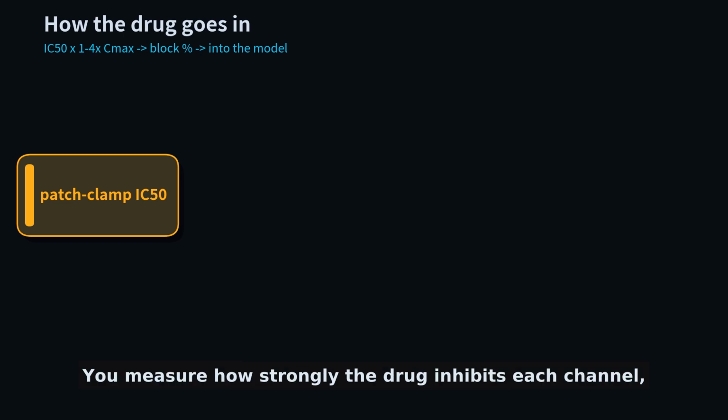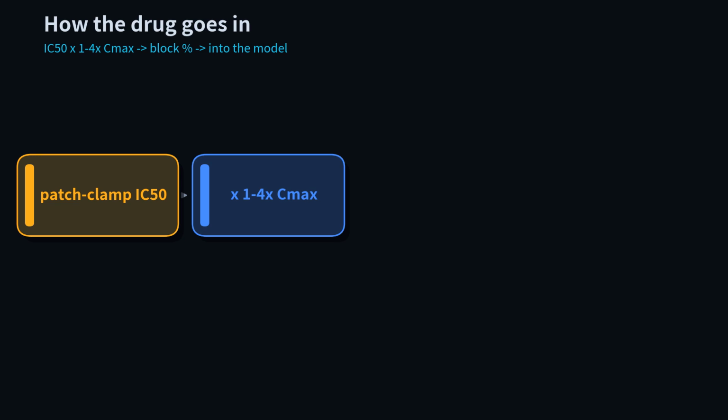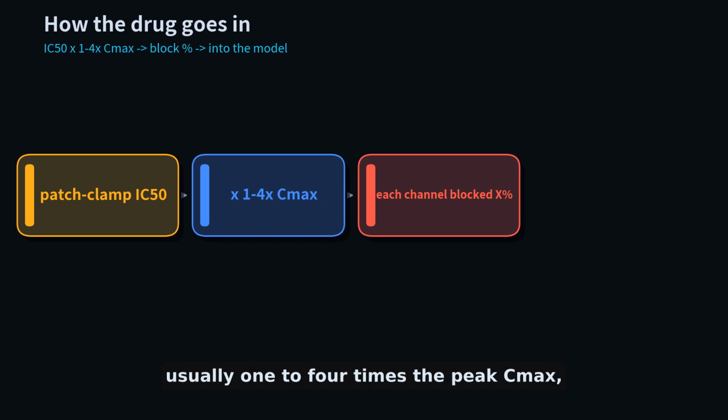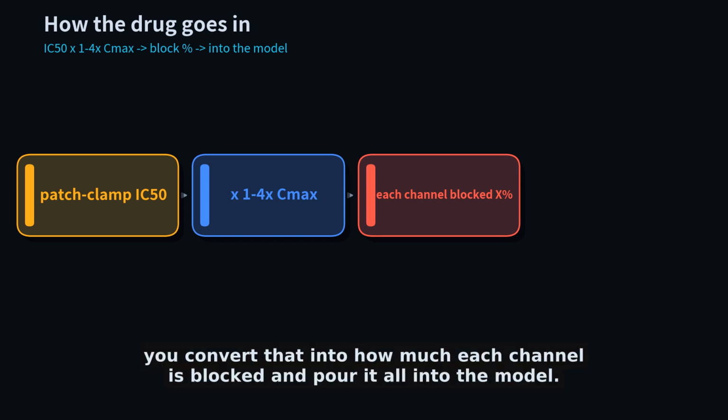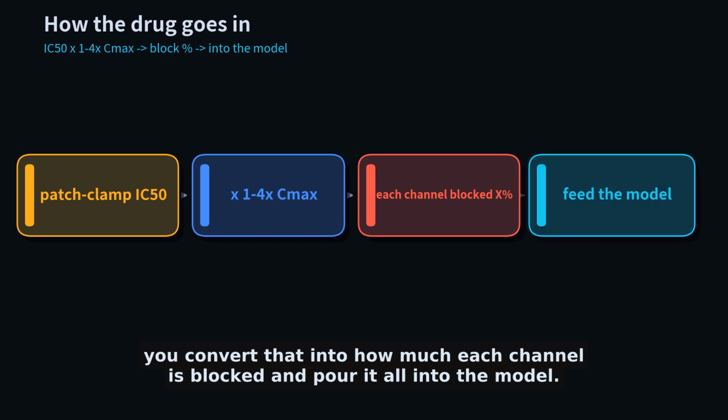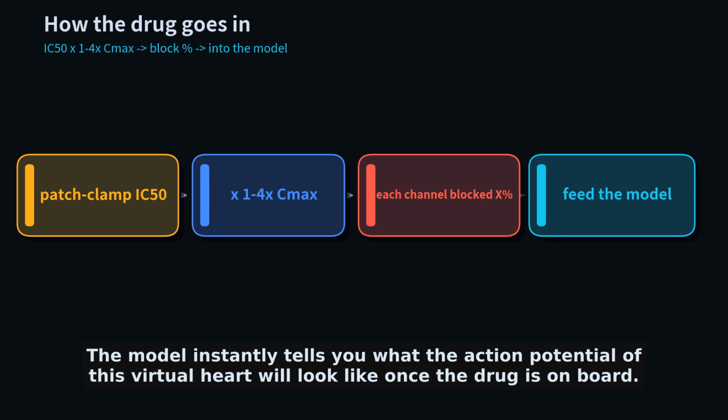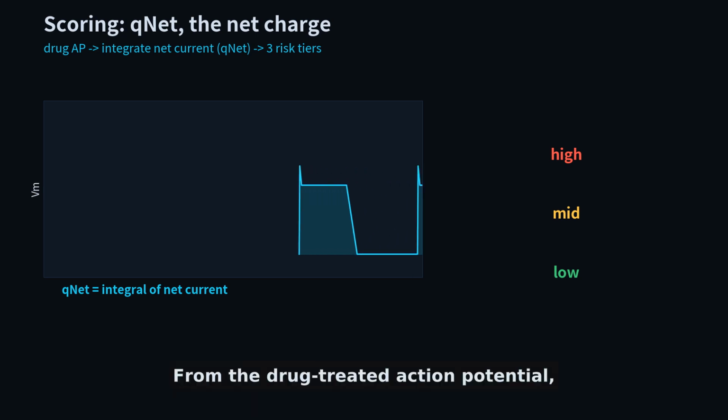So how do you feed in the drug? Again, with patch clamp. You measure how strongly the drug inhibits each channel. It's IC50, then, using the drug's blood concentration, usually 1 to 4 times the peak Cmax. You convert that into how much each channel is blocked and pour it all into the model. The model instantly tells you what the action potential of this virtual heart will look like once the drug is on board.